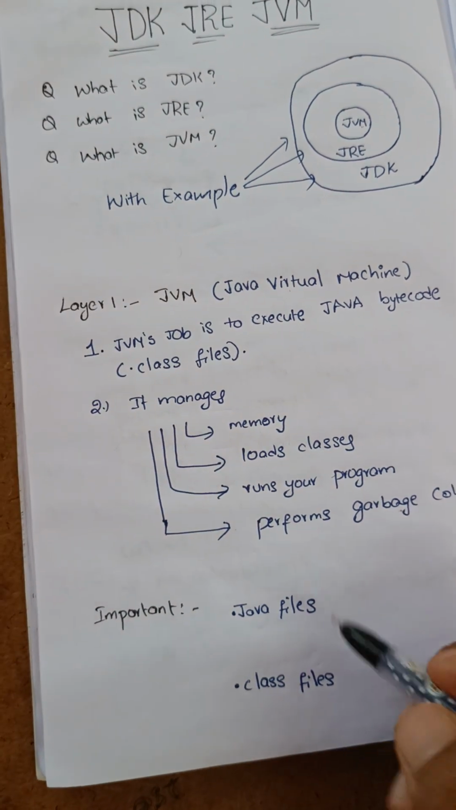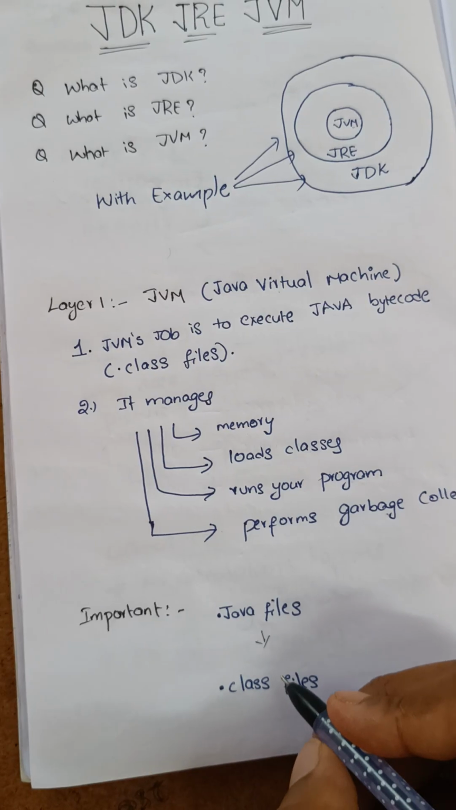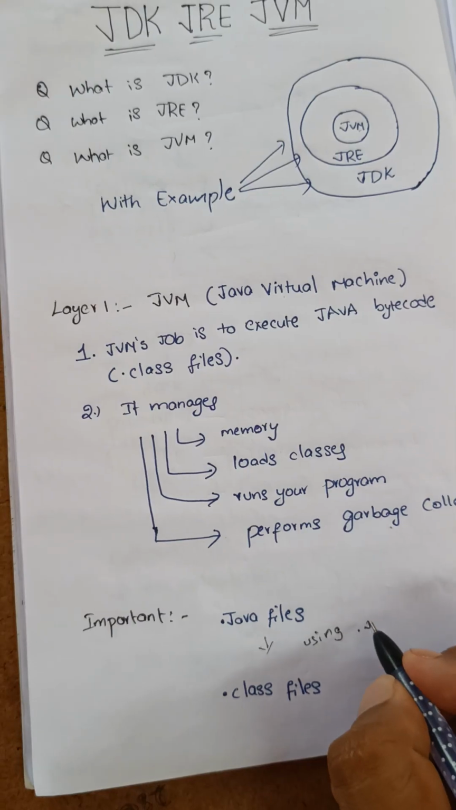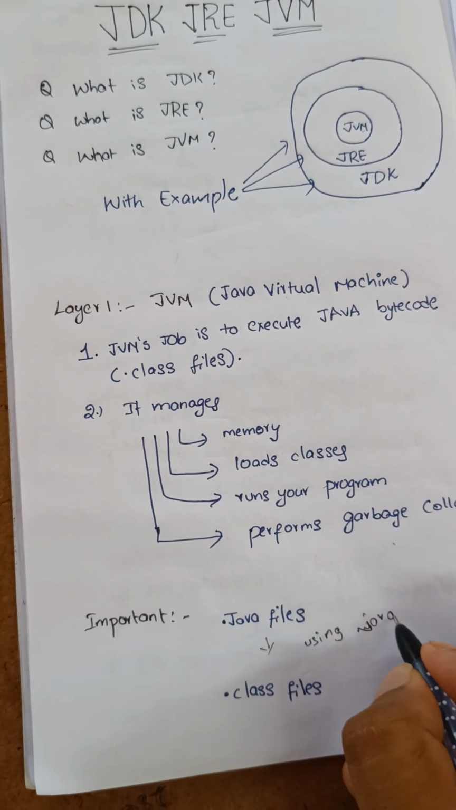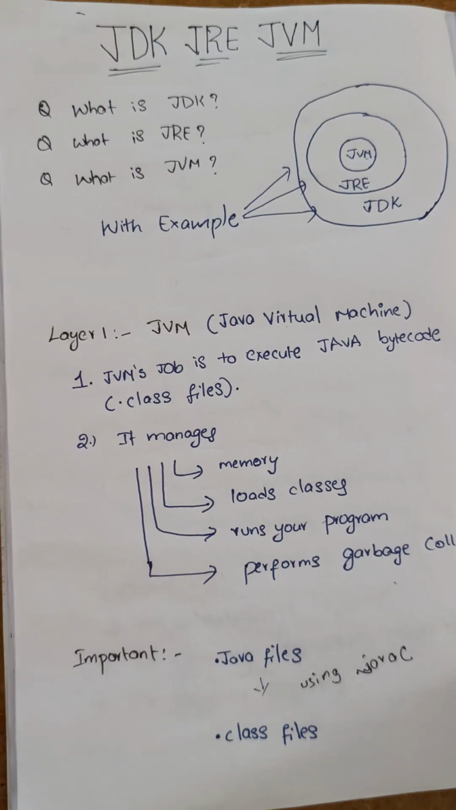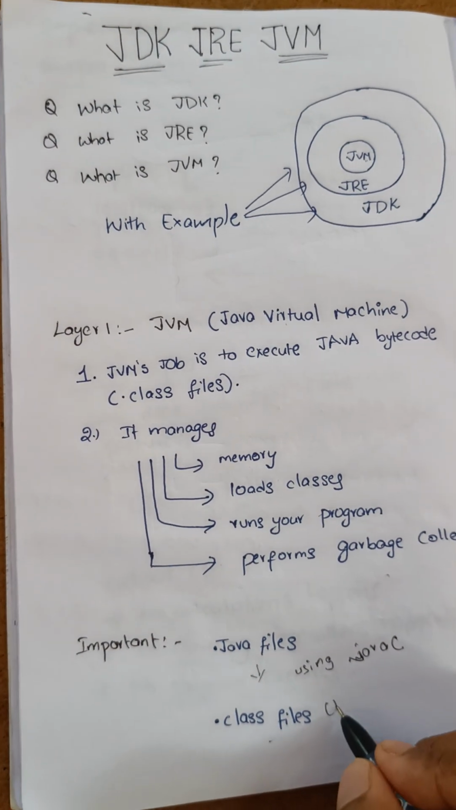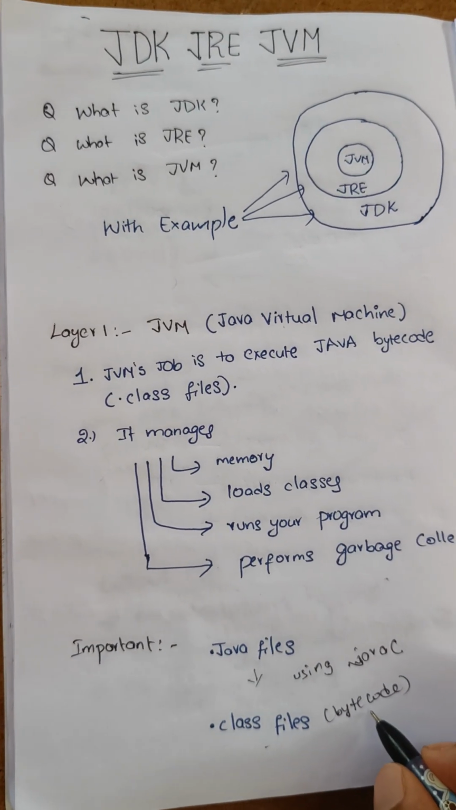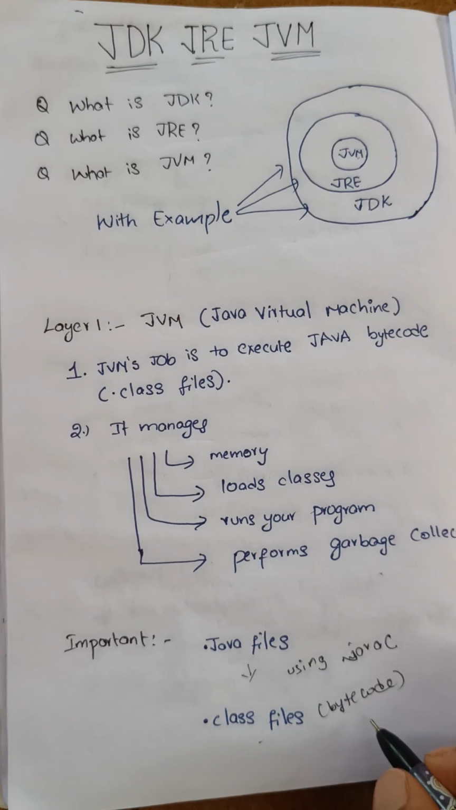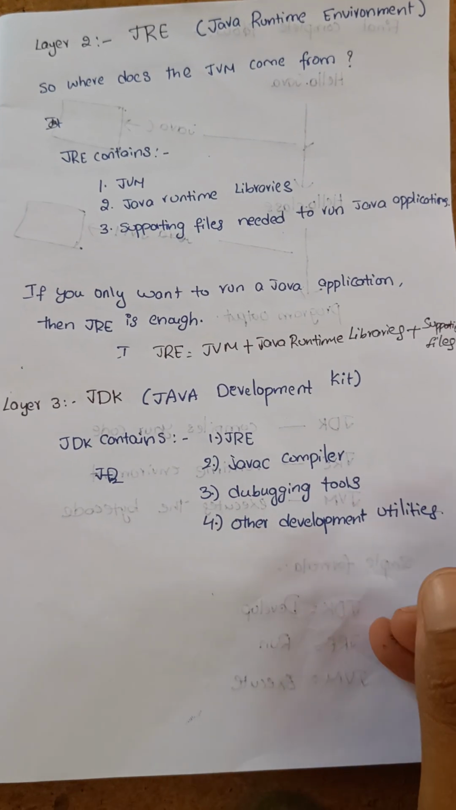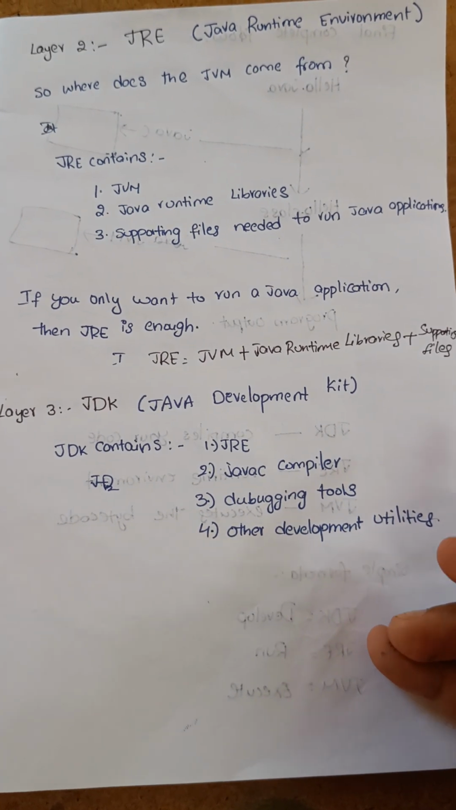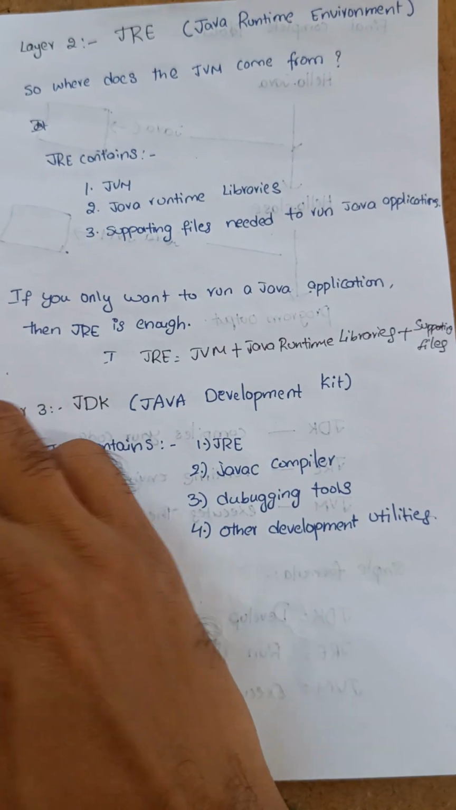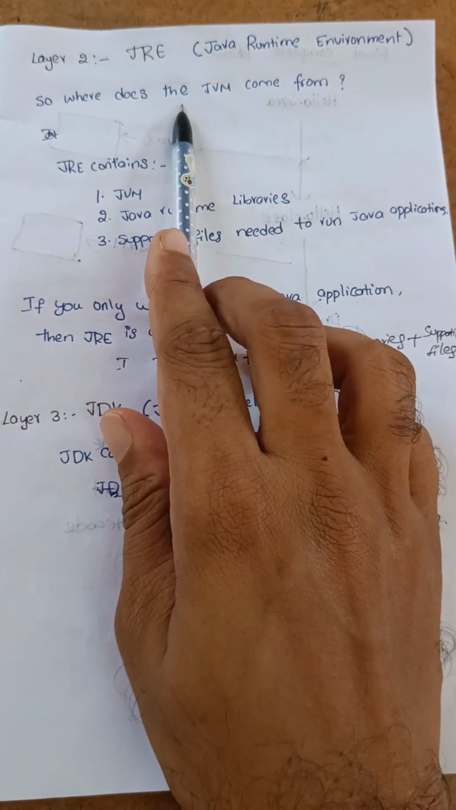One important thing is that Java files are converted into .class files using the javac compiler. So these .class files, the bytecode, are used by the JVM. The next layer is JRE. So coming to the JVM, where does JVM come from? JVM comes from the JRE.